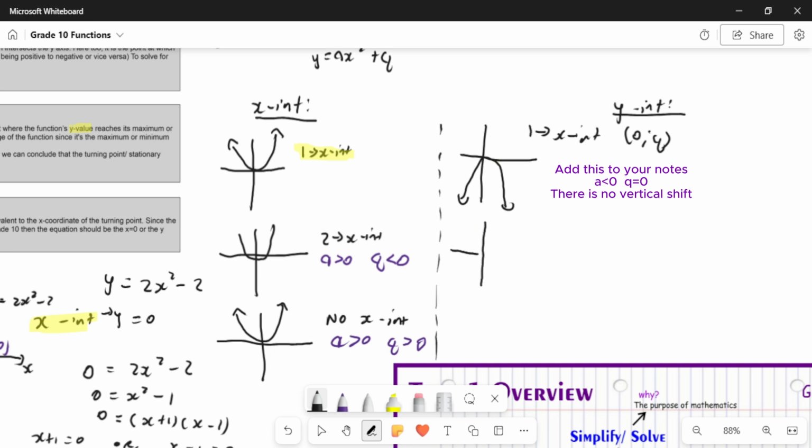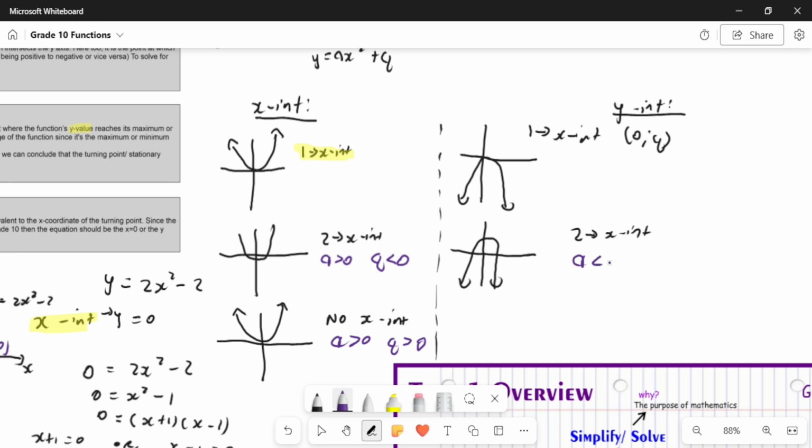Here we'll have two x-intercepts. Take a guess. When do you think we'll have two x-intercepts? We'll have two x-intercepts when a is less than 0 but q is greater than 0. Because if a is less than 0, we have a concave down function. When q is greater than 0, the function will move above the x-axis.